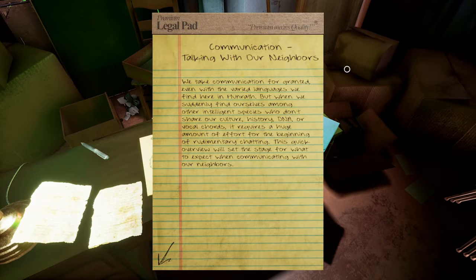Communication, talking with our neighbors. We take communication for granted, even with the varied languages we find here in Hunrath. But when we suddenly find ourselves among other intelligent species who don't share our culture, history, DNA, or vocal cords, it requires a huge amount of effort for the beginning of rudimentary chatting. This quick overview will set the stage for what to expect when communicating with our neighbors.